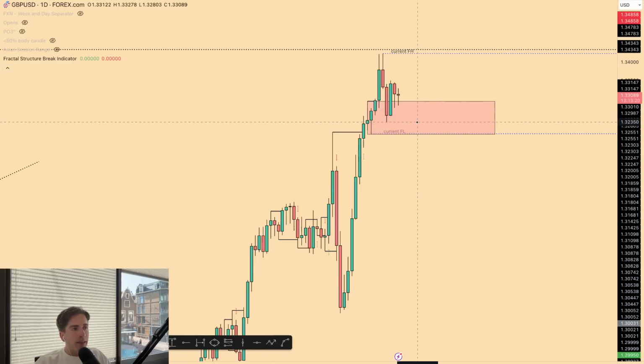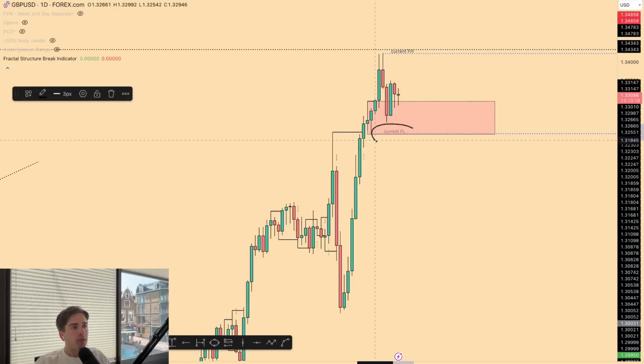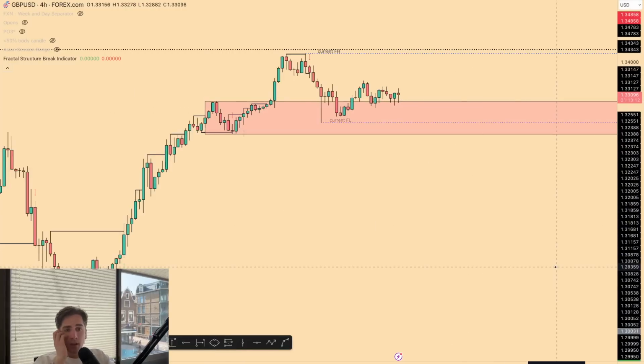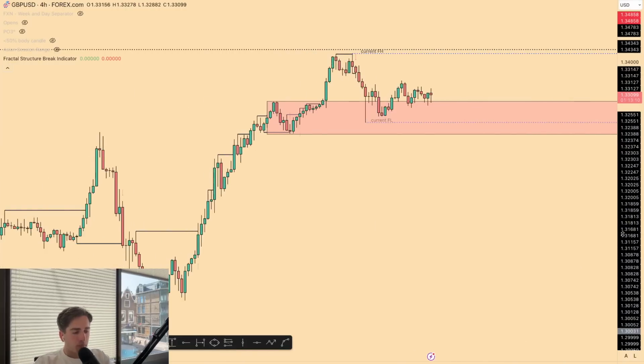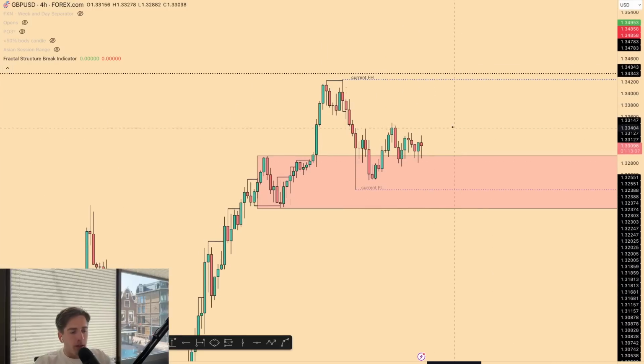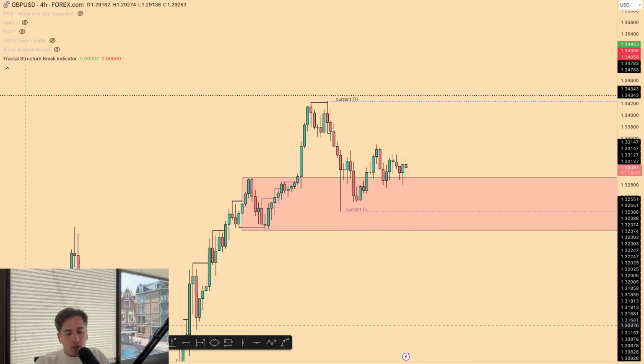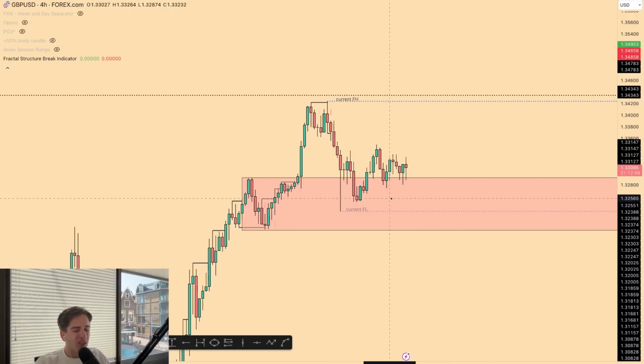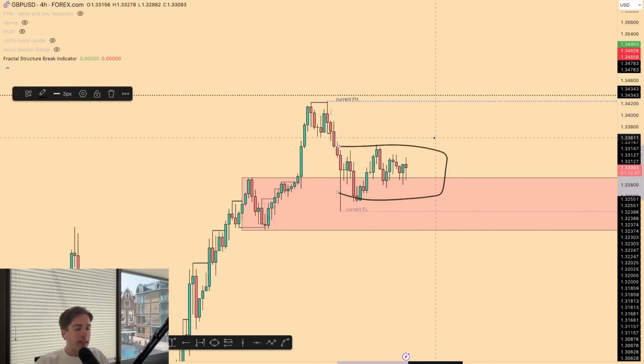Otherwise, I am in the same position as last week, where I'm waiting for the current fractal low to get broken. And only then will I be looking for some further short positions on GBPUSD. Looking at the 4-hour time frame, you can see that there's not a lot of momentum in it at the moment, and I would personally stay out of this. Maybe wait for some more liquidity sweeps before looking for any potential longs, but for now it is consolidating, and therefore I would be waiting.